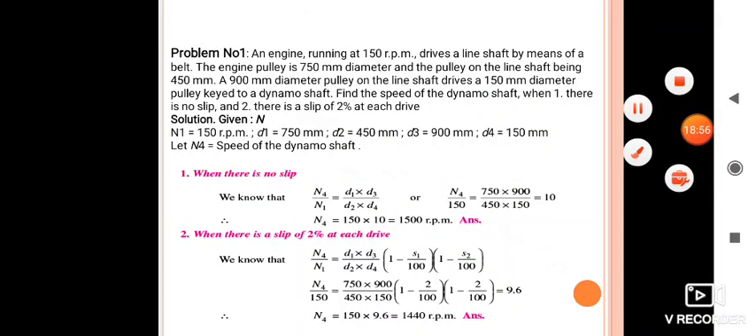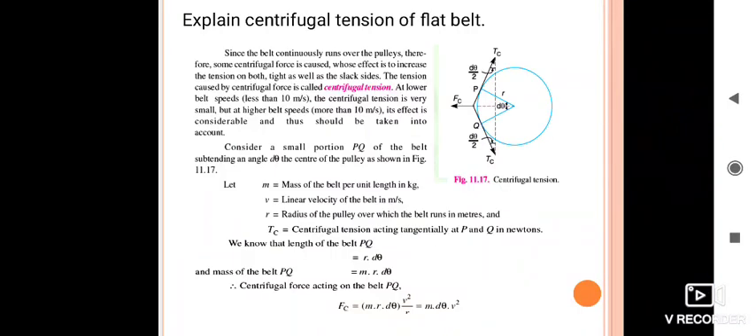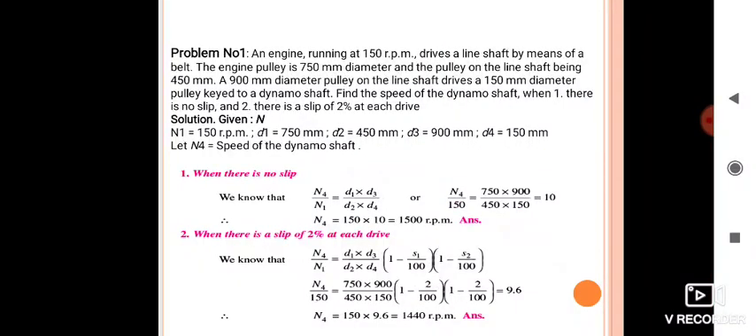Next, we'll go with the problems directly. These are some theory questions. Apart from those only, they are going to ask some questions. Next, problems.